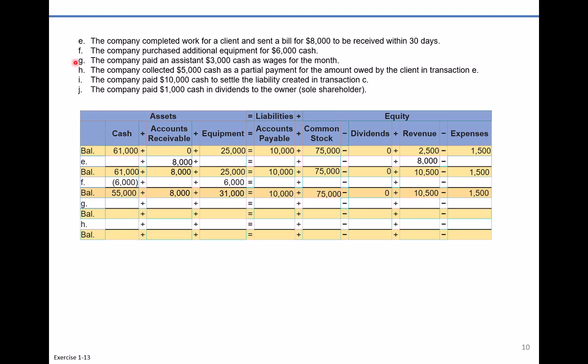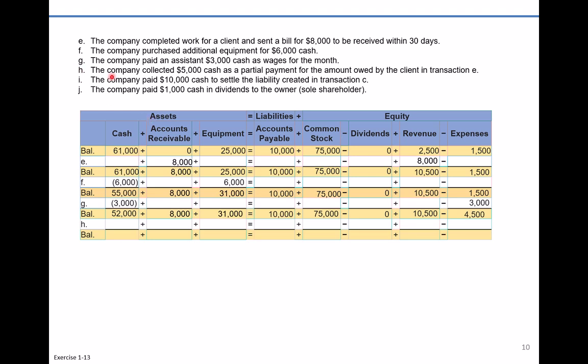Let's move on to G. It says the company paid an assistant $3,000 cash as wages for the month. Okay, so cash did what? Cash went down by $3,000. Wages for the month, well, that's wages expense. You pay your salaries to your employees for working for you, and that increases by $3,000 as well. Cash goes down to 52. Receivables and equipment are both the same. Accounts payable, common stock, dividends, and revenues are still the same. And expenses have now gone up to $4,500.